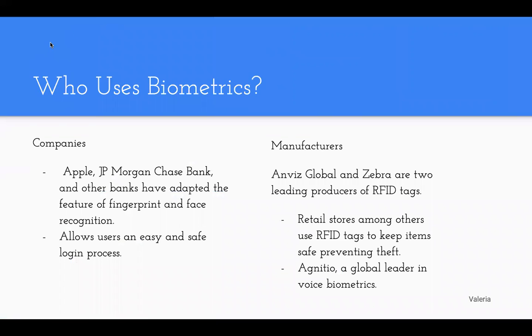Some of the companies who have adopted biometrics include Apple and banks such as JP Morgan Chase Bank. They adopted the feature of fingerprint and face recognition, which allows users an easier and safer login process.